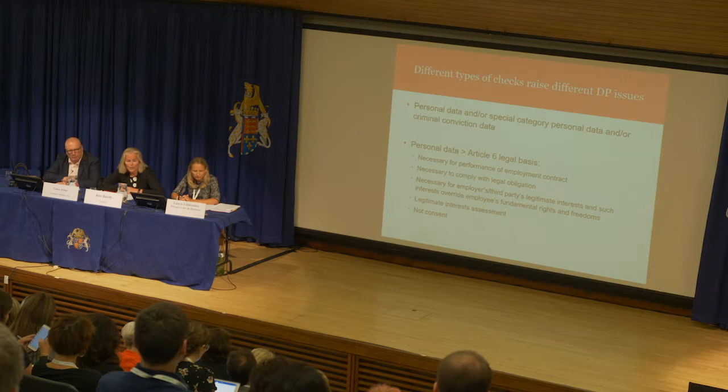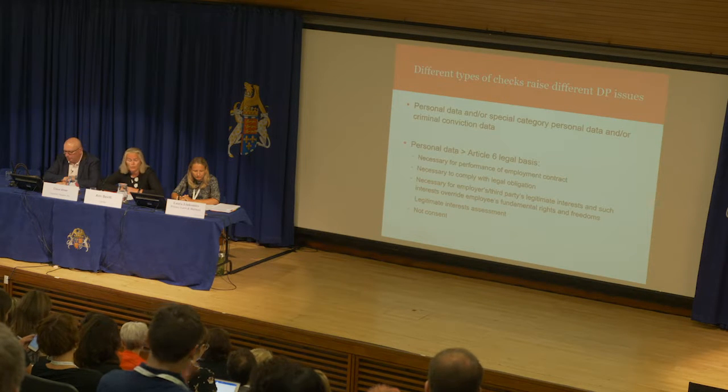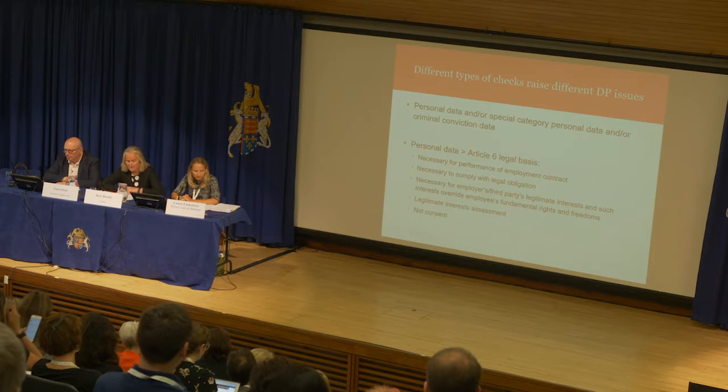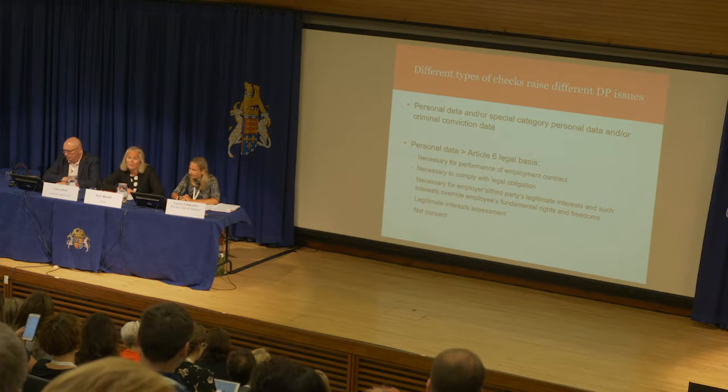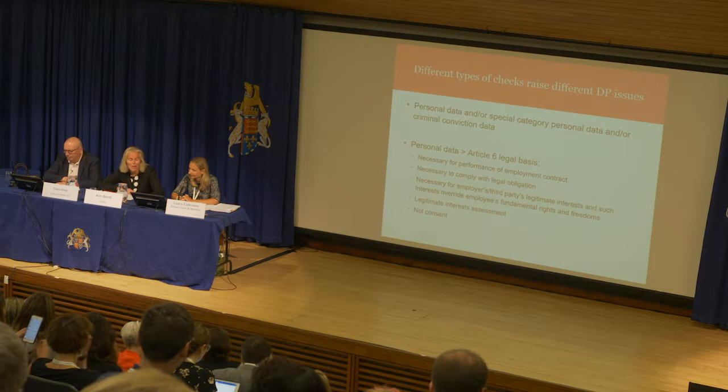Now, in terms of straightforward personal data, if I can call it that, so checks that don't involve special category or criminal conviction data, we're just looking at Article 6, and that's pretty straightforward. Obviously not consent, because it's not going to be valid given the imbalance of power, but likely legitimate interests or legal obligation, depending on some sectors where these types of checks are required.